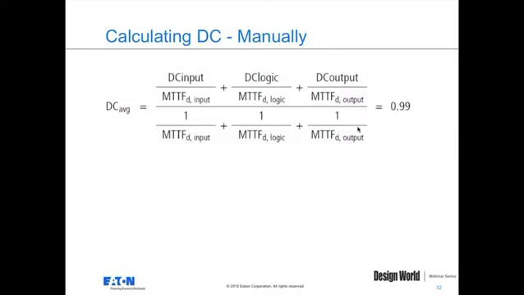So how you do that: basically you need to have the diagnostic coverage of your input, meaning how many of the possible faults that could occur in your input device are detected, either 60, 90, or 99%, whatever that number is, divided by the MTTF of that value. So it's weighted based on its mean time to failure. Again, do the same for the logic and for the output, and that'll yield you an overall diagnostic coverage for the entire channel.